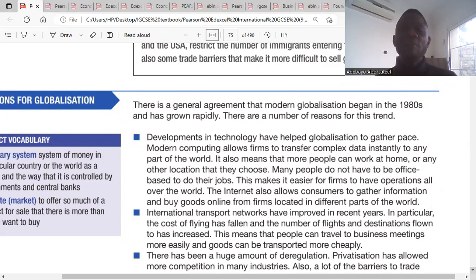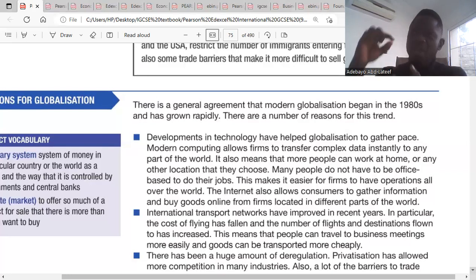Okay. Development in technology. When we talk about development in technology, we're talking about advancements in technology. With accessibility to the internet, I won't have any problem having my business in Tunisia, in America, or in Bosnia. These days, with the advancement in technology, with the internet and computing systems, businesses can set up anywhere around the world. So it makes globalization easier.